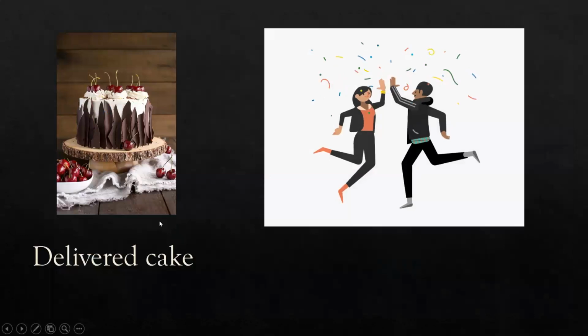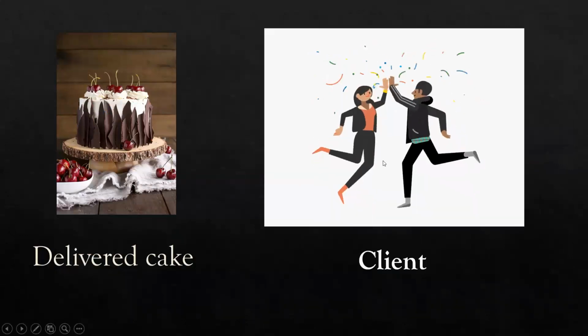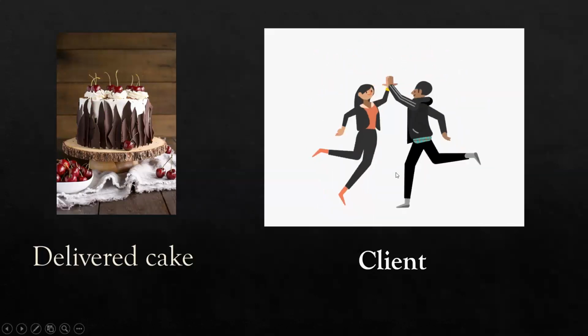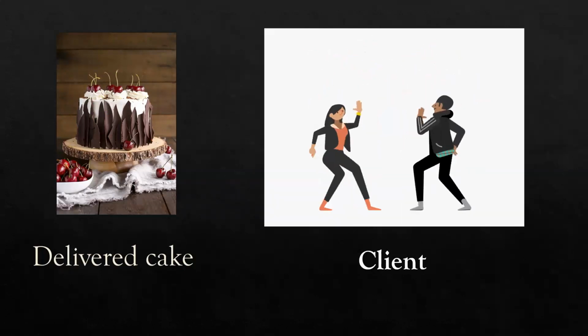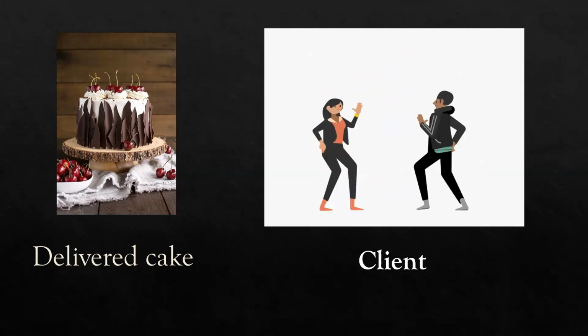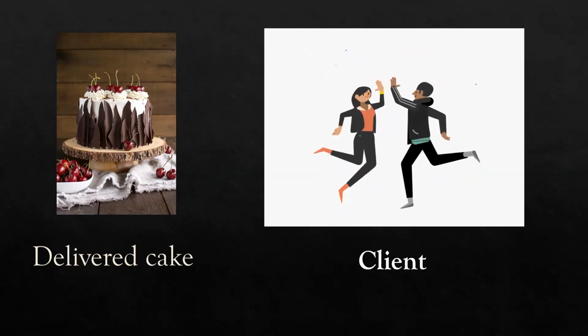Here the outcome of the cake, that is Black Forest cake, is delivered to the customers. Here the client feels happy, and that means the client is satisfied. After delivering, if they have any issues to be addressed, then they will get back to us. This is the real example of SDLC. Hope you understand. See you in the next session.